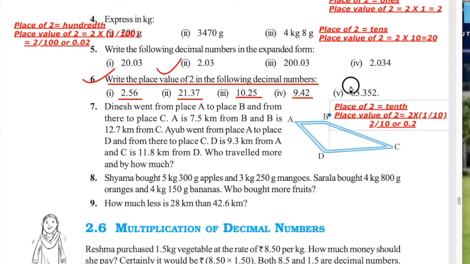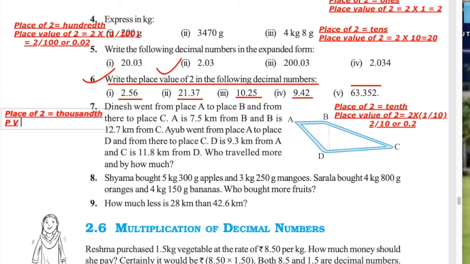Now you have the last part, which is the fifth part. In the fifth part, you need to write the place of 2. See here, after the decimal, 2 is at which place? 10th, 100th and then 1000th. So in this part of the question, what is the place of 2? Place of 2 is equal to 1000th place, right?